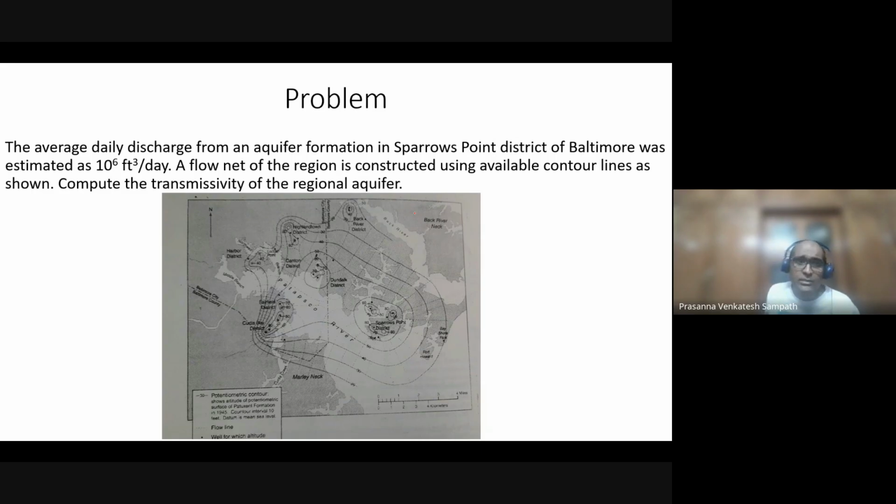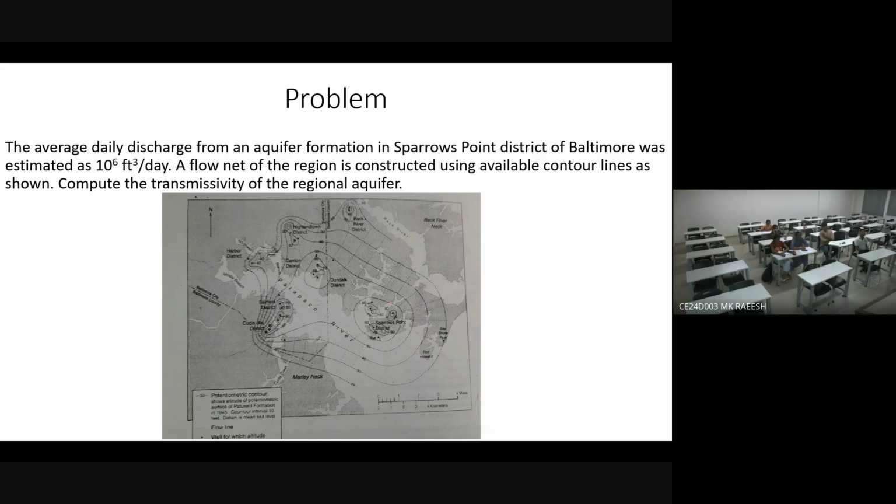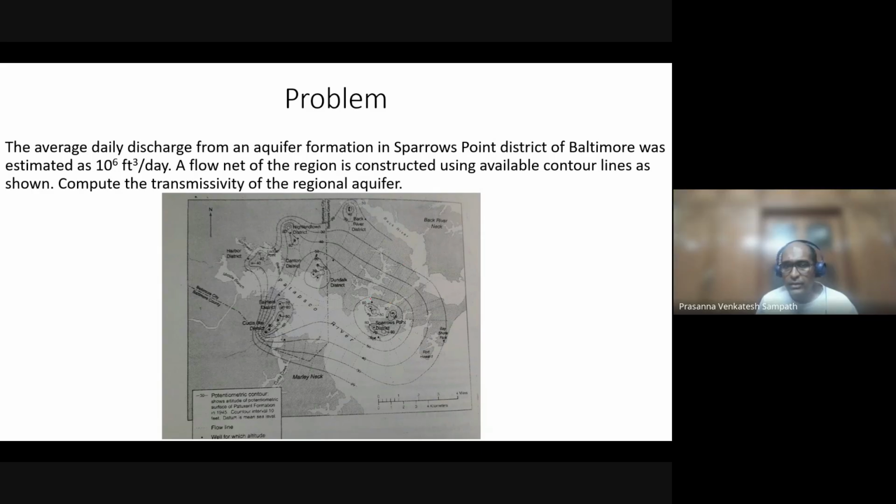The average daily discharge from an aquifer formation in Sparrows Point district of Baltimore, a city in the eastern part of the United States, was estimated as 10 power 6 cubic feet per day. Okay, so the Sparrows Point district is this region over here. There are a bunch of pumping wells over here. I can see 1, 2, 3, 4, 5, about 4 or 5 pumping wells here, and all of them together are pumping around 10 to the power 6, a million cubic feet per day.